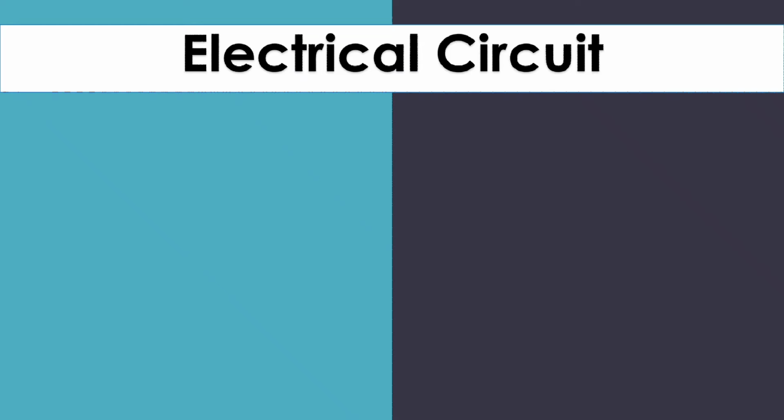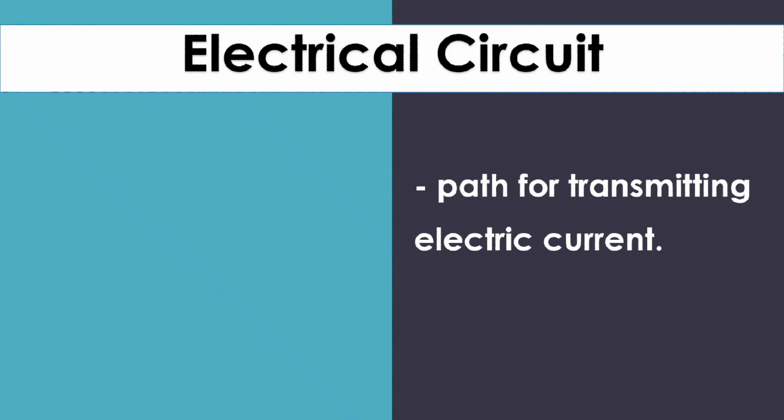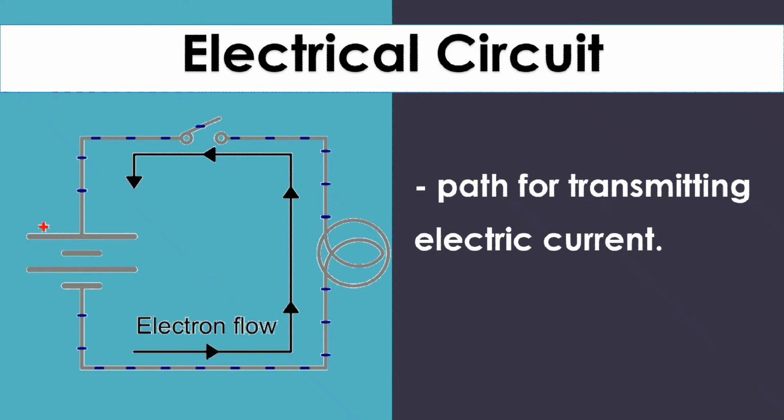Let's talk about our vocabulary. We have electrical circuit. An electrical circuit is the path for transmitting electric current. When we say path, it is the way for the electric current to move so that the appliances will work.